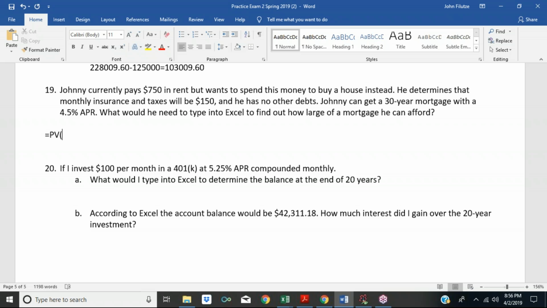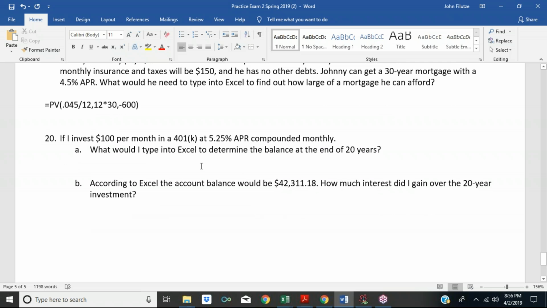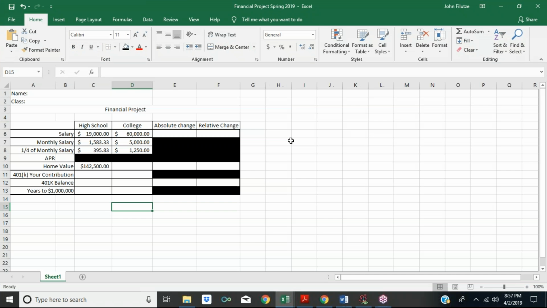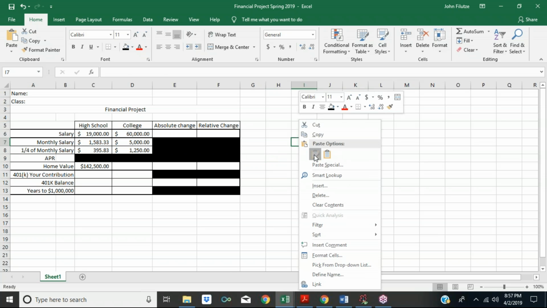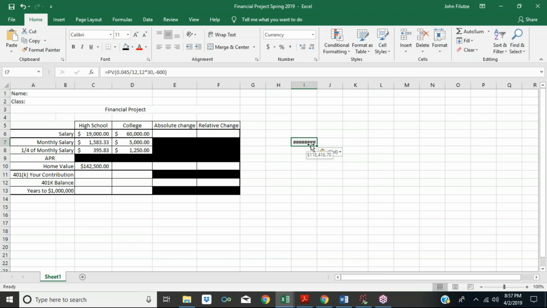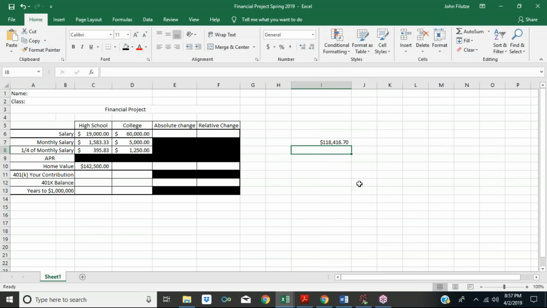So we're going to put in the values. We're going to put in the interest rate 0.045 divided by 12, comma 12 times 30 years, comma negative 600. And that is going to give us how much Johnny could borrow. I don't have that value. I suppose we could just pop that into Excel real quick and see what it is. $118,416.70.